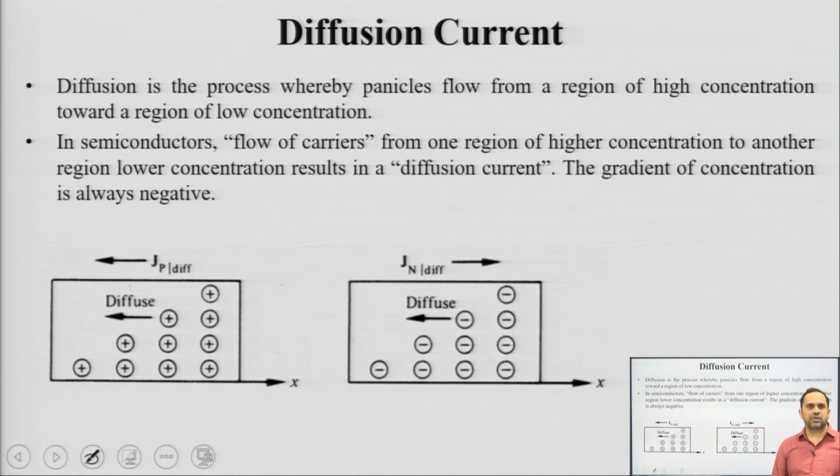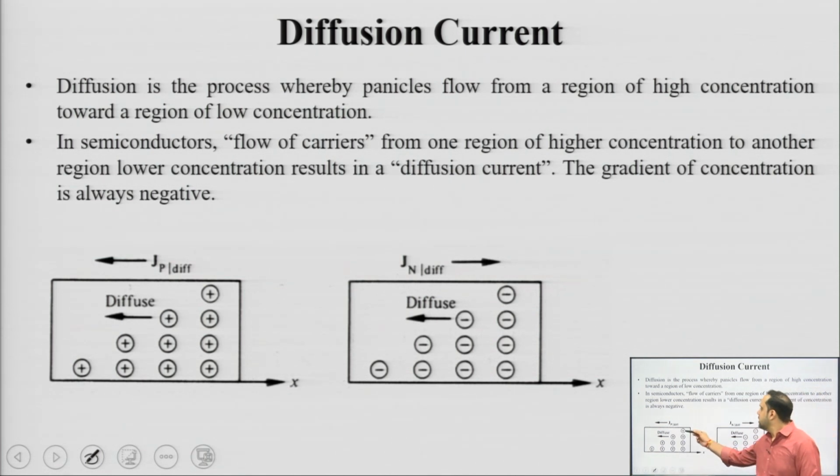The gradient is always negative, because the region from which charge carriers are moving has higher concentration and the region to which they are moving has lower concentration. So, final minus initial in terms of concentration is always negative. Okay. So, the gradient of concentration is always going to be negative.